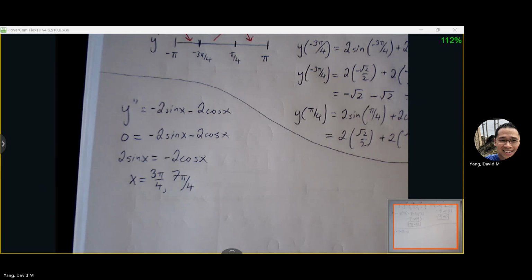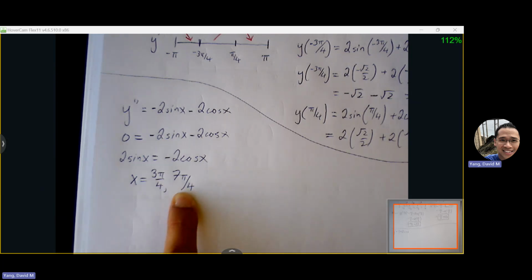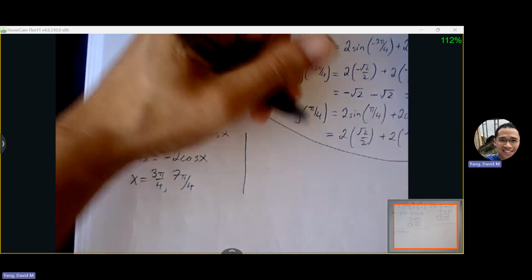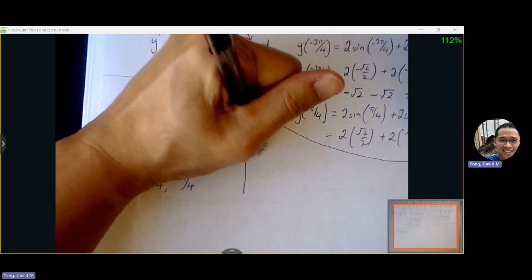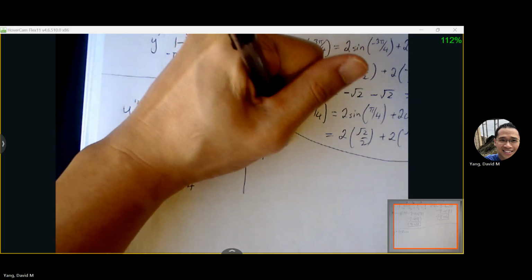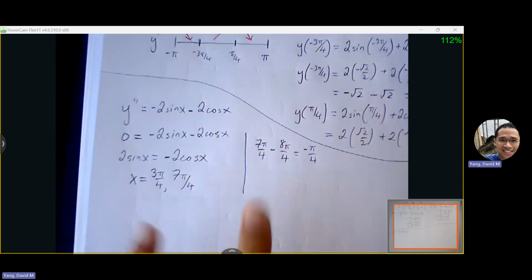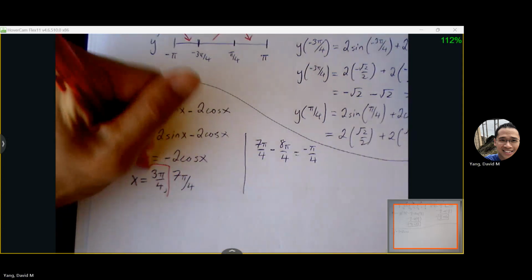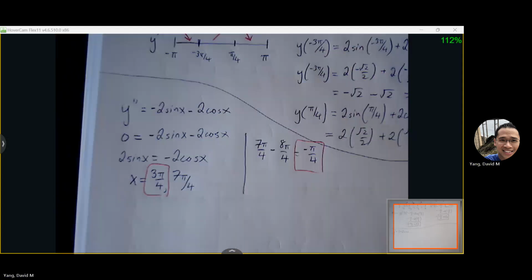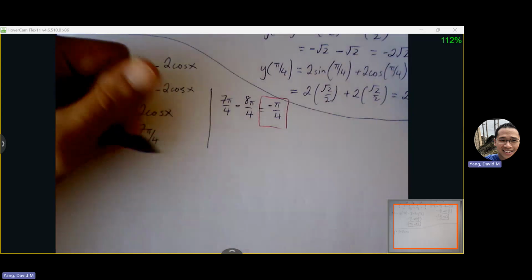3 pi/4 fits nicely in that interval that we want, but 7 pi over 4 doesn't quite fit. We can find one that fits though by subtracting 2 pi. So we're going to use 3 pi over 4 and negative pi over 4. Those are our candidates for points of inflection. Second derivative sine line.